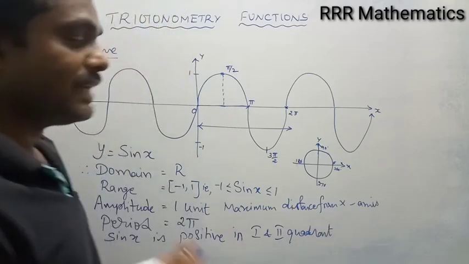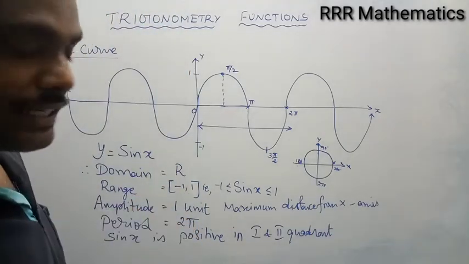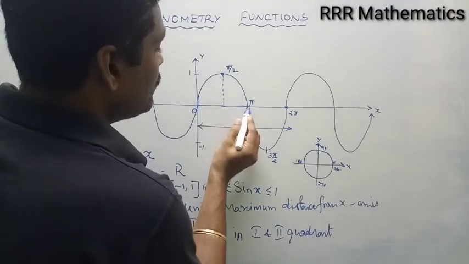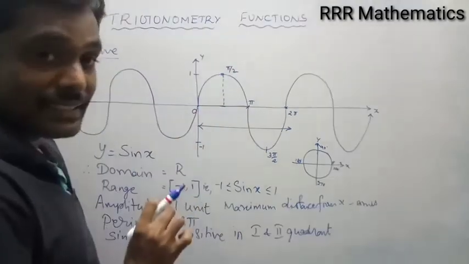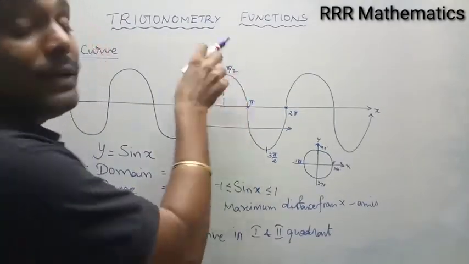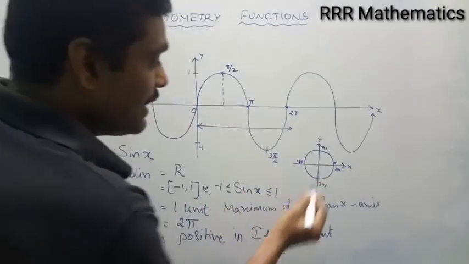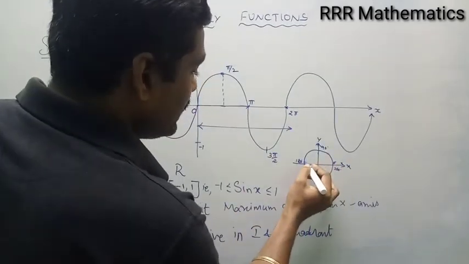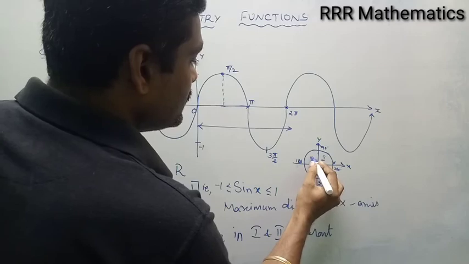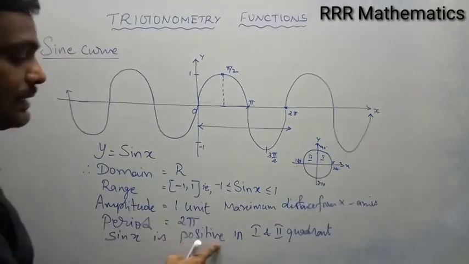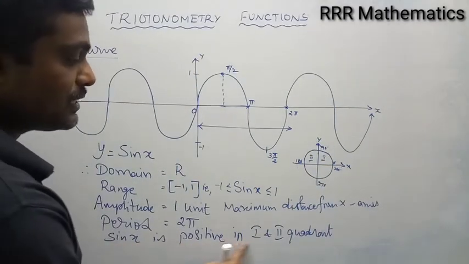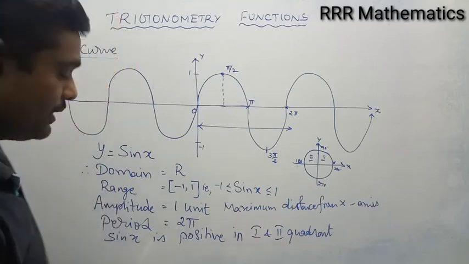Why are we saying the sine curve is positive in the first and second quadrant? Because from 0 to 180 degrees it lies above the x-axis, so it is positive. Therefore, from 0 to 180 degrees, in the first and second quadrant, sin x is positive.